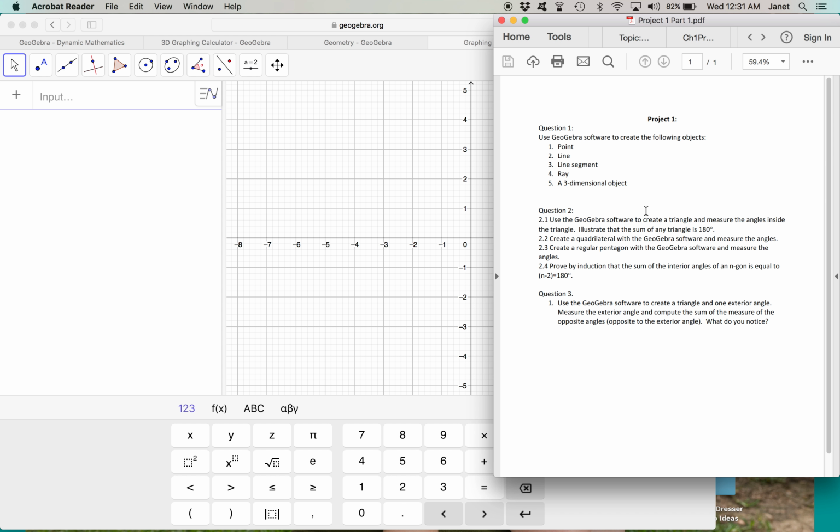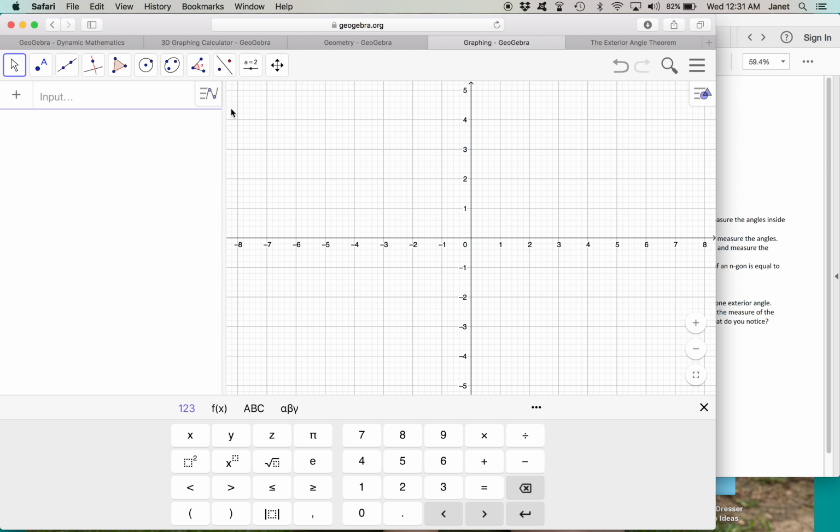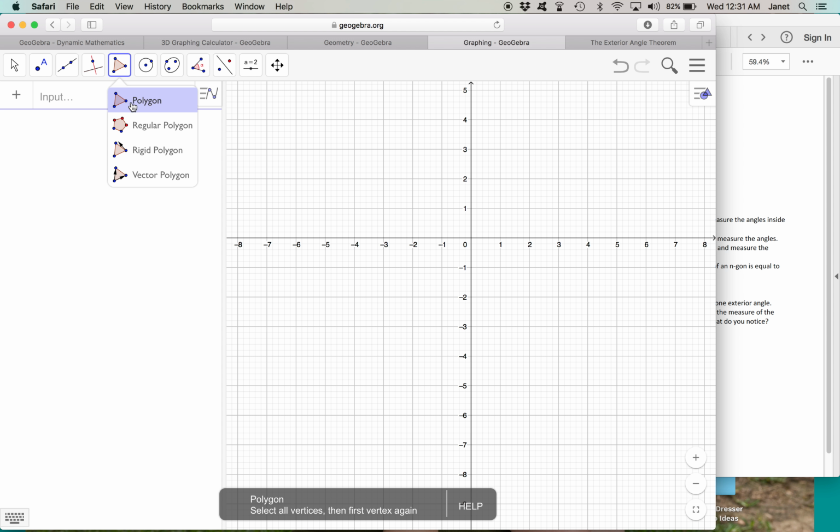Here's the second video. We are going to be doing question number 2. First, let's go ahead and look into the GeoGebra software. And you notice that this tool here is to create a polygon. We're going to create a triangle. We don't need a regular triangle, which would be equilateral. We're just going to do a random triangle.